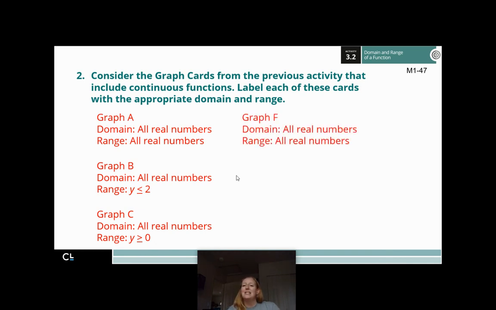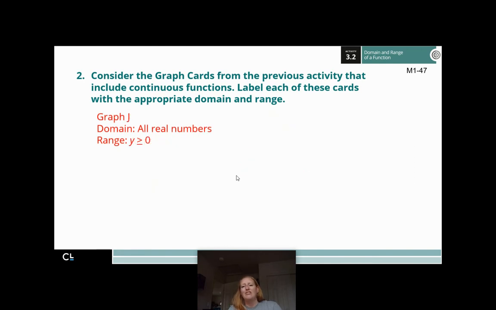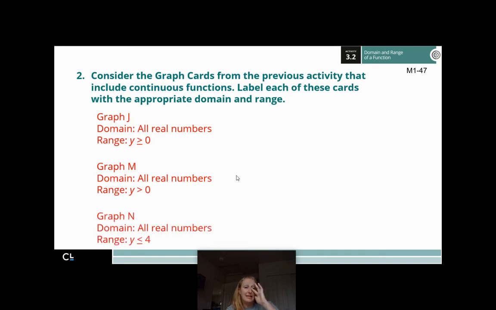For graph F, I said that the domain is all real numbers and the range was all real numbers forever and ever and ever. Graph G, my domain was all real numbers. My range was y is greater than 5. For graph H, my domain is all real numbers and my range is y is less than or equal to 0. For graph J, I said the domain was all real numbers and the range was y is greater than or equal to 0. For graph M, I said the domain was all real numbers and the range was y is greater than 0. For graph N, I said the domain is all real numbers and the range is y is less than or equal to 4.